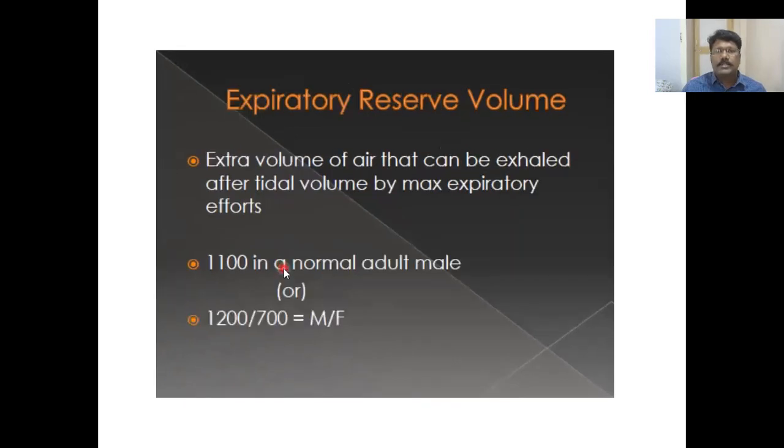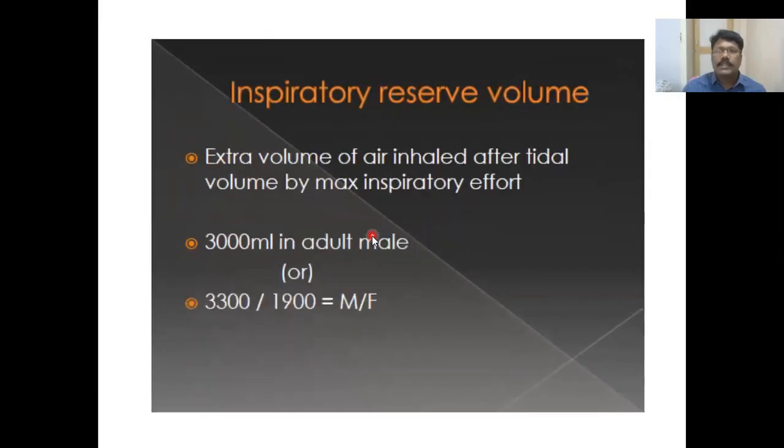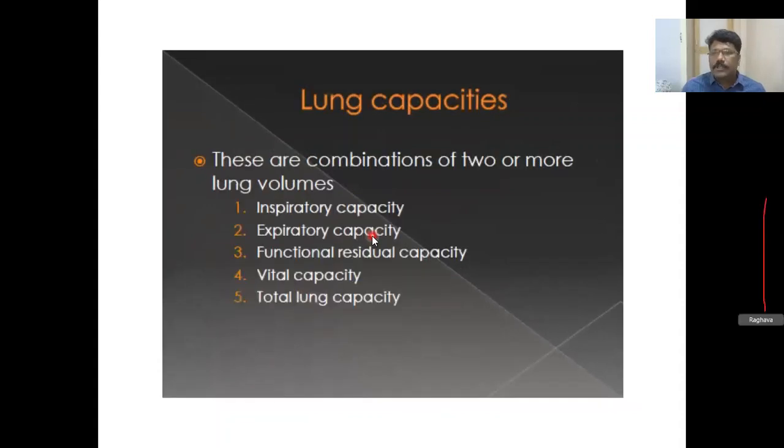So let's go back. These are the four types of lung volumes. These can be measured by an instrument known as the spirometer. So TV, IRV, ERV, and residual volume. Hope you understood each and every term clearly. Now we can infer, or deduce, some important information through these lung volumes or respiratory volumes.